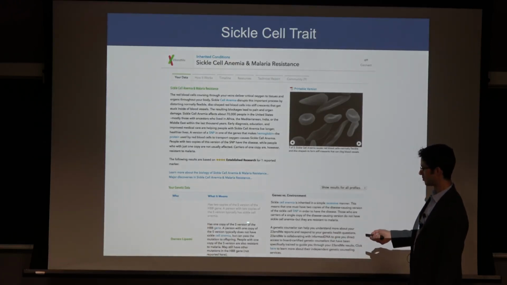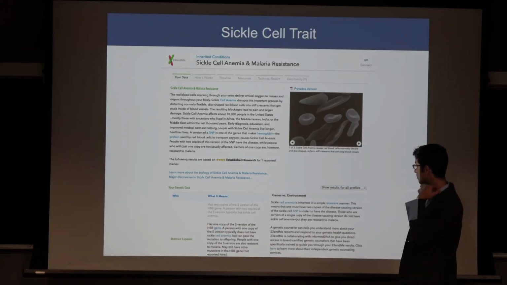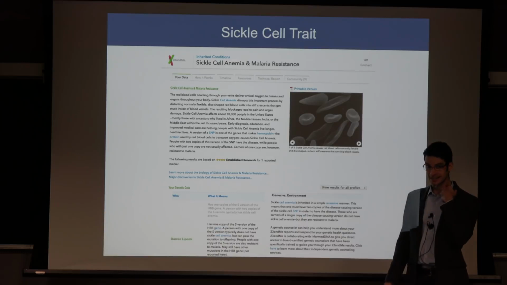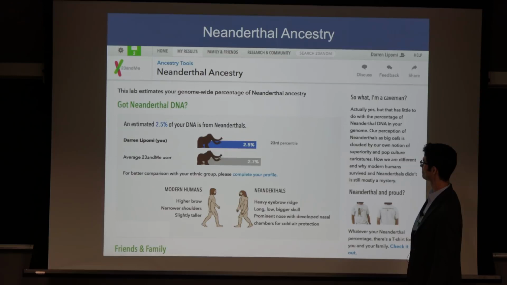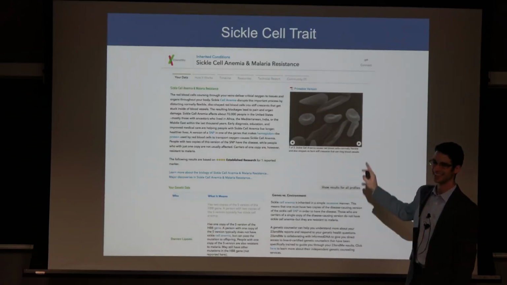Darren Lipomi has one copy of the S, that is the sickling version of the hemoglobin gene, because my dad is of Sicilian ancestry, and there was malaria in the Mediterranean region historically. Oh yeah, that's for later.